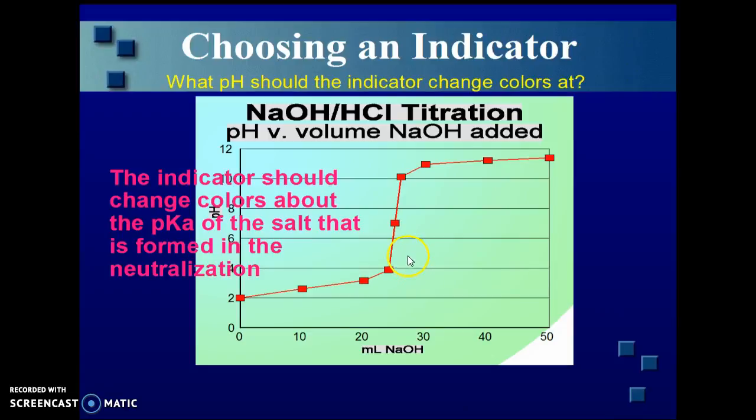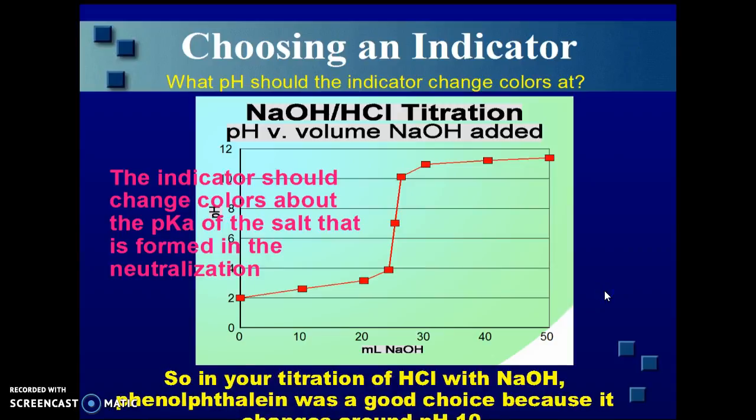Now an indicator should be chosen to change colors at about the pKa of the salt that's formed in the neutralization. Here, with sodium hydroxide and hydrochloric acid, the salt formed is sodium chloride, and that's going to be a neutral salt. And so we're going to add an indicator that changes colors right between 6.5 and 8.5, so that that last drop of sodium hydroxide causes the immediate permanent pink color in the solution.